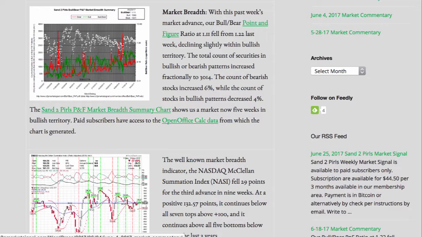The total count of securities in bullish or bearish patterns increased fractionally to 3,014. The count of bearish stocks increased 6%, while the count of stocks in bullish patterns decreased 4%. The Pirls P&F Market Breadth Summary Chart shows us a market now 5 weeks in bullish territory.